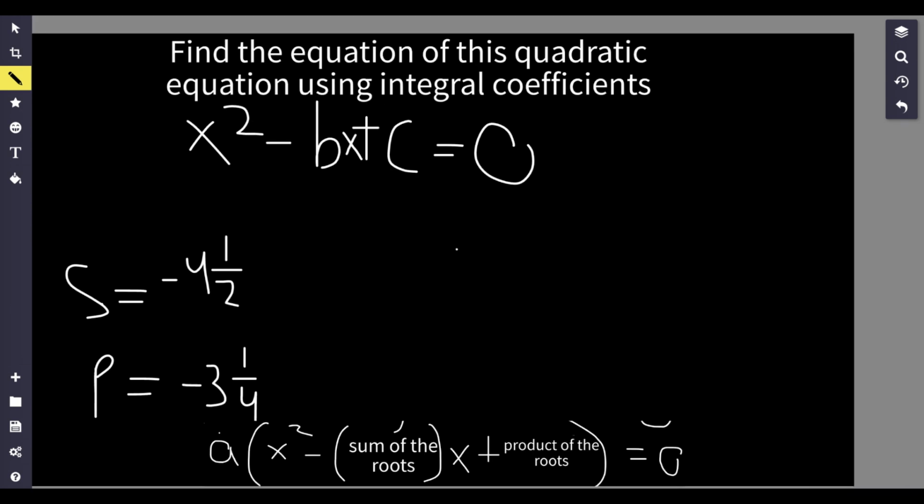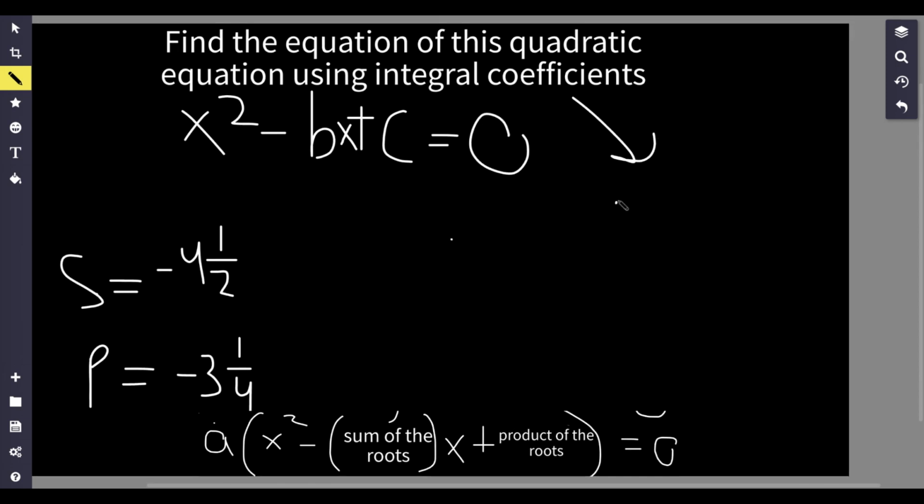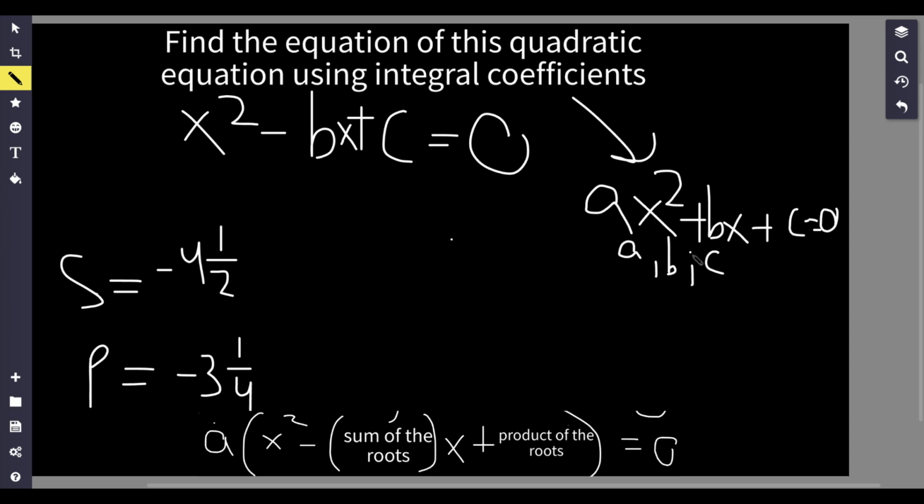Find the equation of this quadratic equation using integral coefficients. So integral coefficients just mean that if we have a quadratic equation like this, a, b, and c are all integers. So that's what a quadratic equation with integral coefficients has. All of these coefficients and the constant are integers.